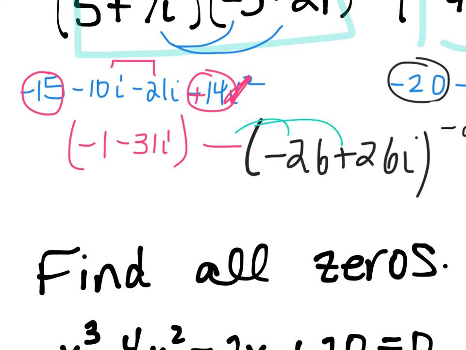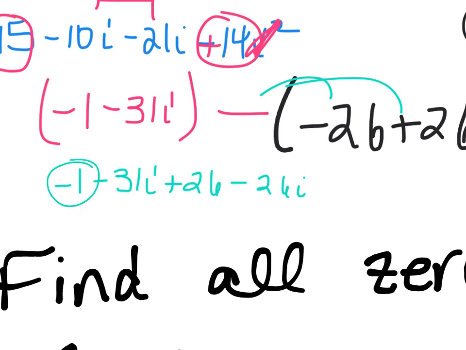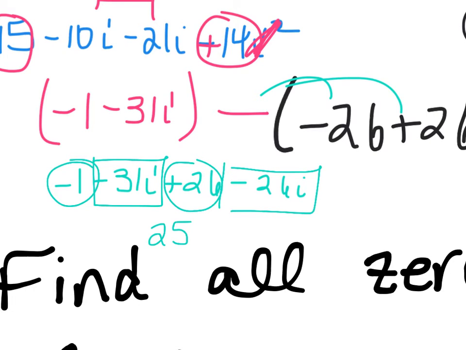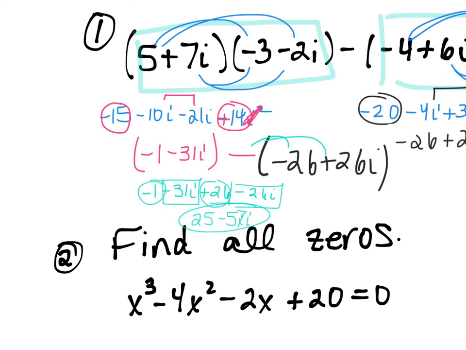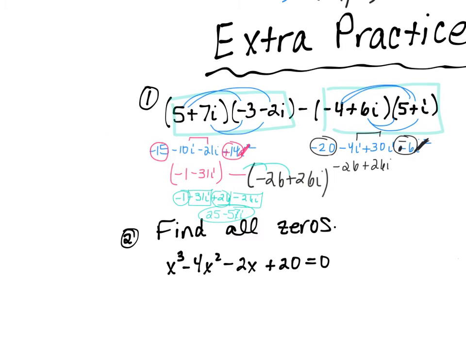Distribute the negative. Good. So you have negative 1 minus 31i plus 26, minus 26i. So my reals are here. What's negative 1 and 26? Positive 25. And then what's a negative 31 and a negative 26? Minus 57i. Don't get thrown off if you see something like that.